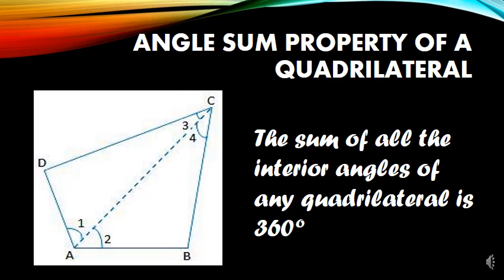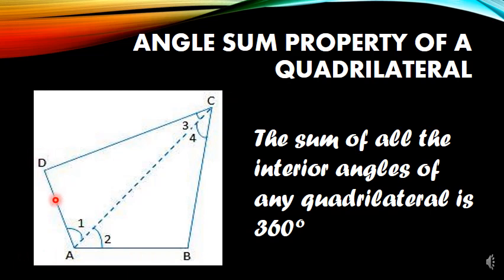Angle sum property of a quadrilateral. When you all learned the properties of a quadrilateral, I told you one of the general properties of a quadrilateral is that the sum of all the interior angles of any quadrilateral is always 360 degrees. How is it 360 degrees?